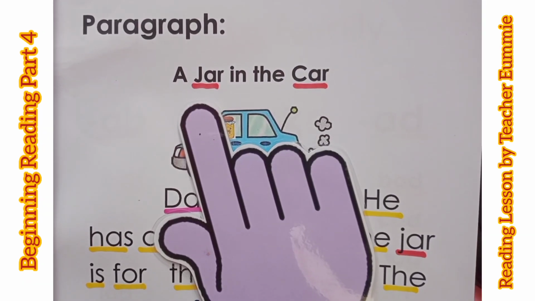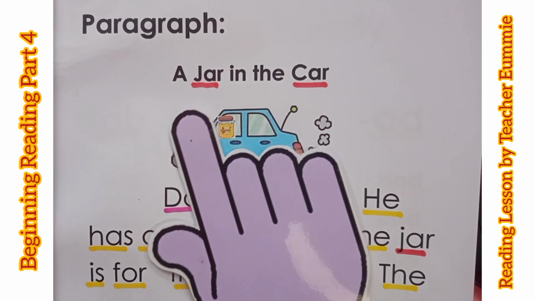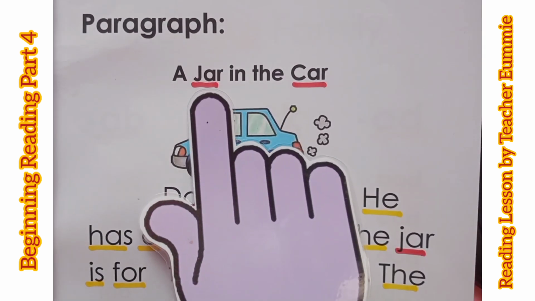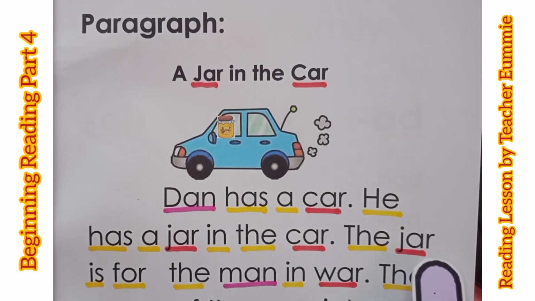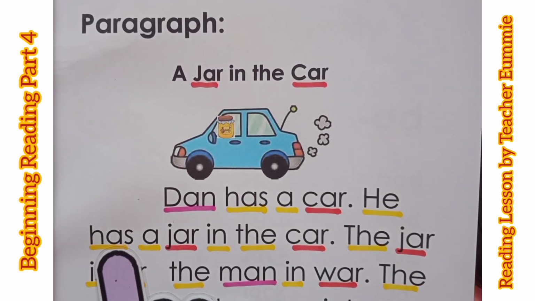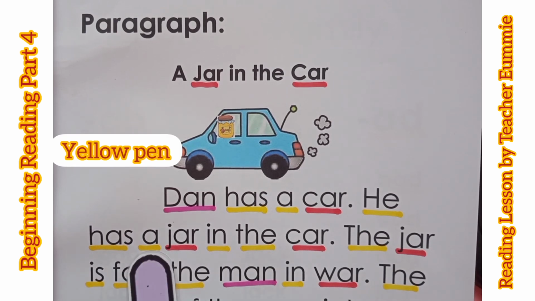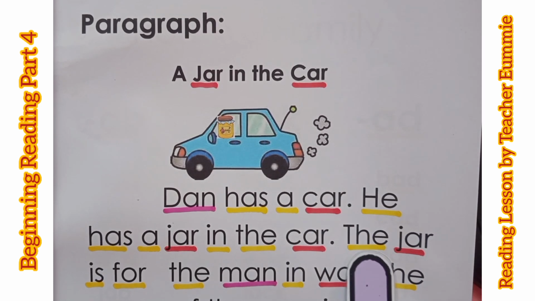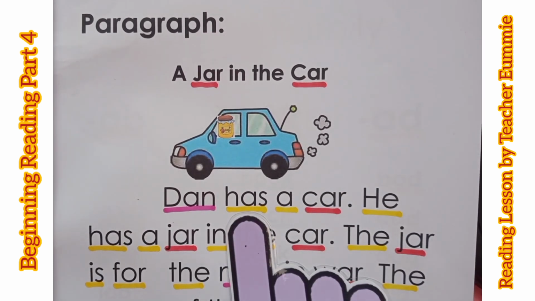Okay, now let's read a short paragraph. All the words that are underlined with red lines are words we read a while ago. And words that are underlined with the yellow pen are sight words. So we will read first the sight words.